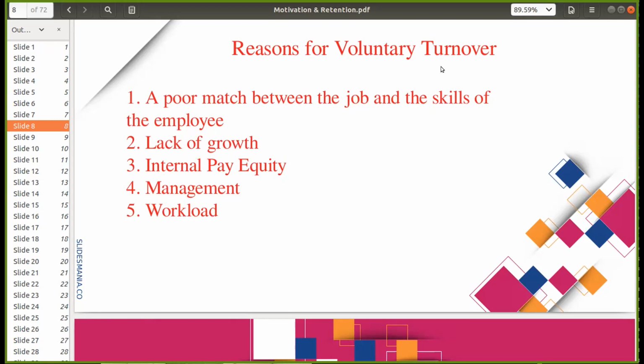Then internal pay equity, na-discuss din natin to. Pag hindi siya satisfied sa kanyang pay at naiko-compare yung pay niya sa pay ng ibang employees. Okay? So yan, na-discuss na rin natin. And then management. Okay, many employees, ito ang isa sa mga reasons din nila kung ba't sila umaalis. So this can be attributed to overmanaging or what we call micromanaging, yung super bantay na bantay, yung parang wala nang tiwala yung manager sa kanyang empleyado. Okay, so micromanaging.